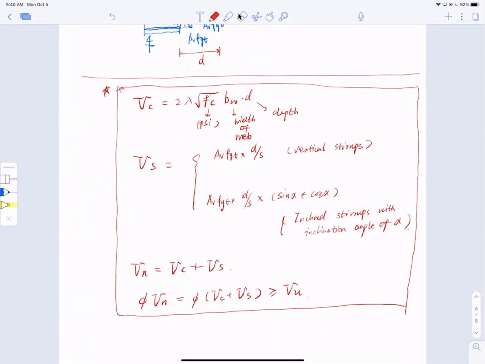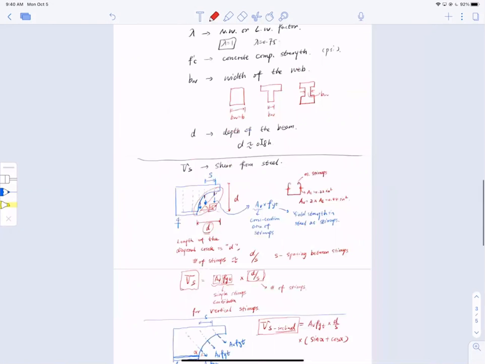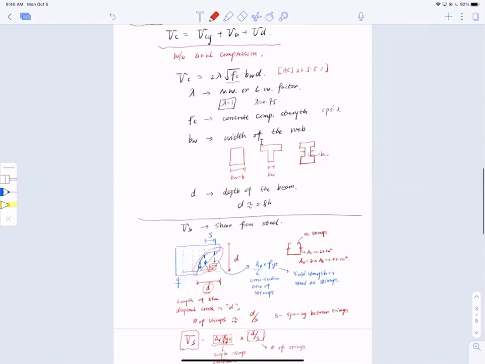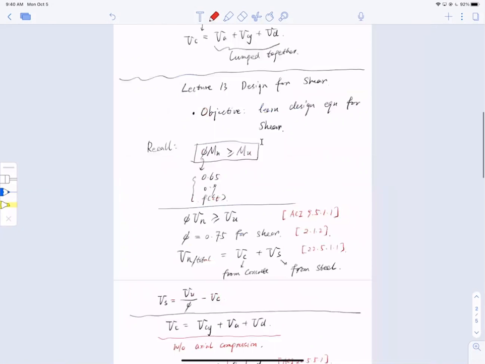Any questions so far on the shear design concept? Guys, are we good here? Any questions? How we use them? Any questions on the definition of each parameter of the shear?